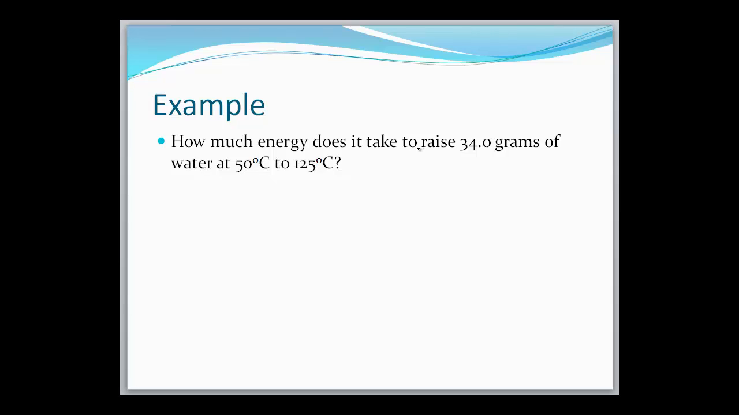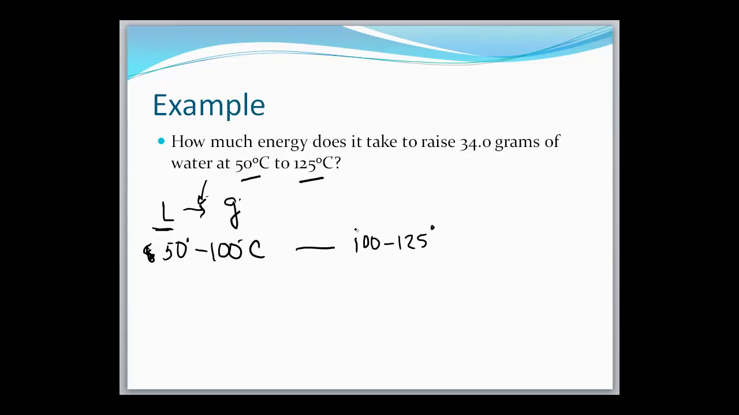It says, how much energy does it take to raise 34 grams of water at 50 degrees Celsius to 125 degrees Celsius? So we're going from the liquid phase to the gaseous phase. So we have to calculate that value. In other words, from 50 degrees to 100 degrees. We've got to calculate the phase change, and then we've got to calculate from 100 degrees to 125 degrees. So we need 3 calculations for Q, and then we're going to add up those 3 values of Q.